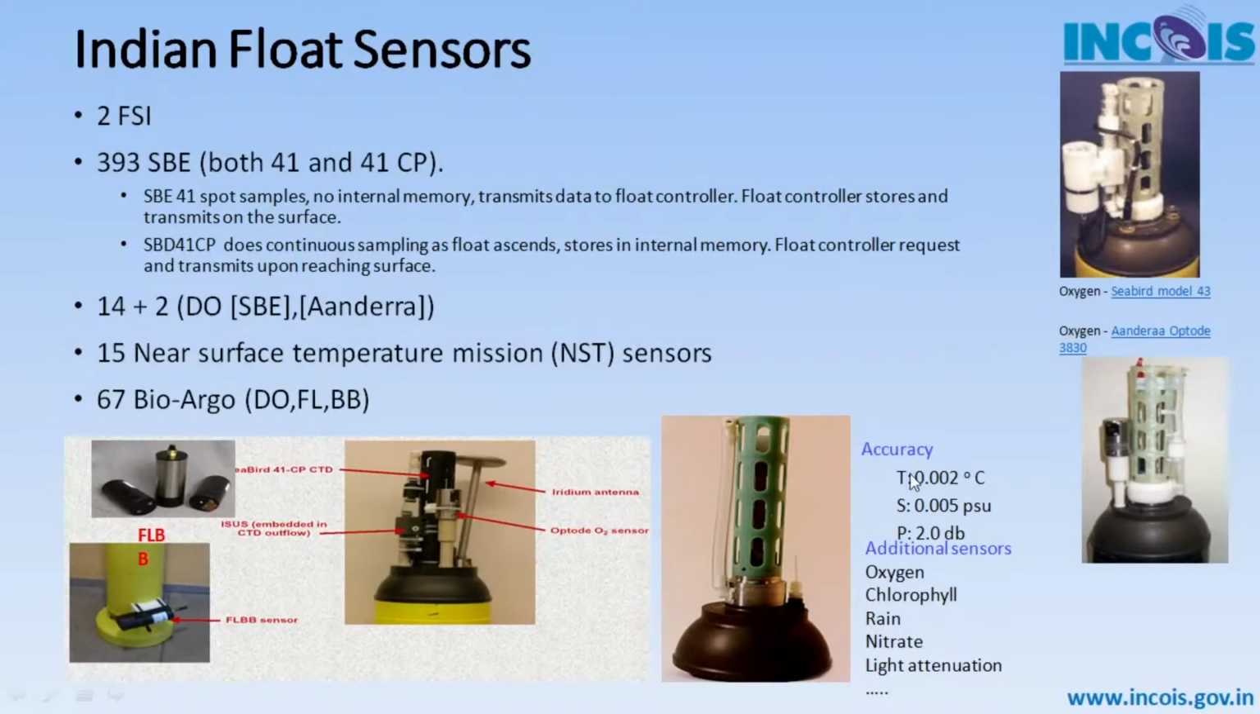And coming to the accuracies, the temperature sensor has an accuracy of 0.002, salinity has 0.005 PSU, and pressure has 2.4 dbar, and additionally oxygen, chlorophyll, rain, nitrate, light attenuation. All these are different types of sensors that are fitted onto these particular floats.